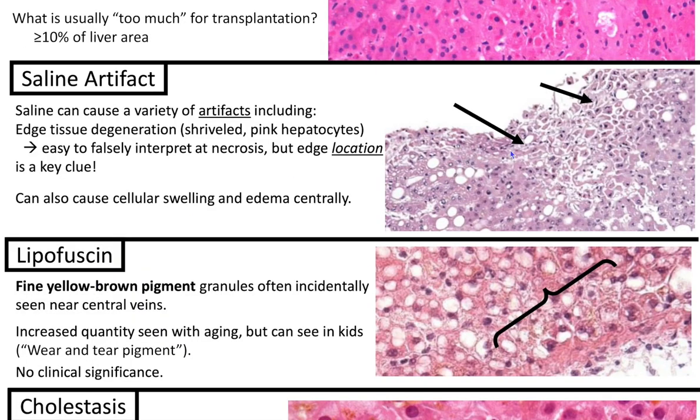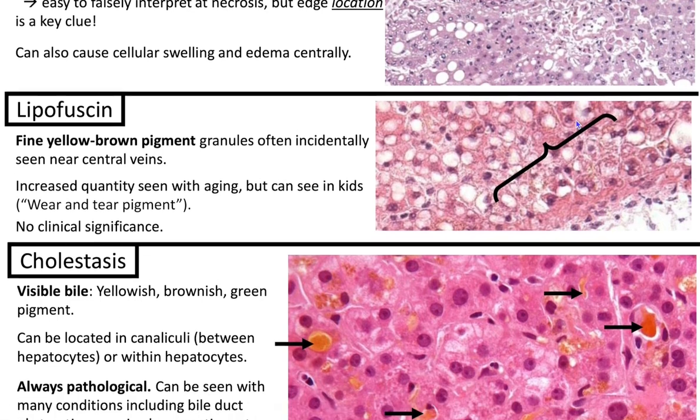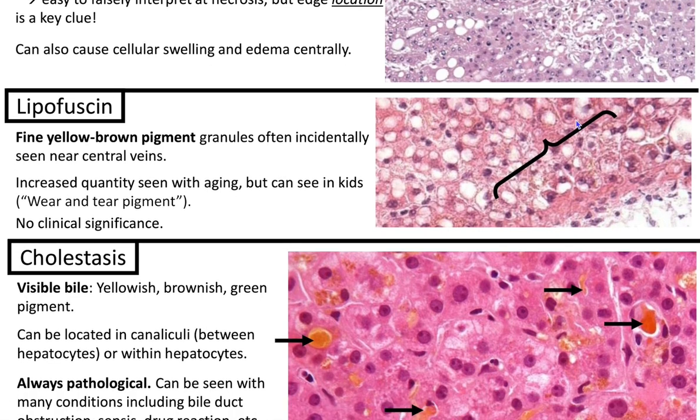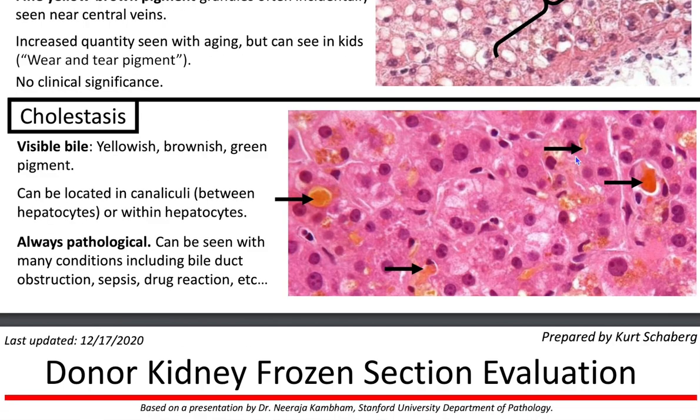Saline artifact: if you think there's necrosis of hepatocytes, remember, if it's at the edge and the hepatocytes are shriveled up, that can be saline artifact instead. Lipofuscin, senior freckles of cells. It's the wear and tear pigment, no clinical significance, whereas cholestasis is always pathological and can be located in between the hepatocytes, in the canaliculi, or within hepatocytes.